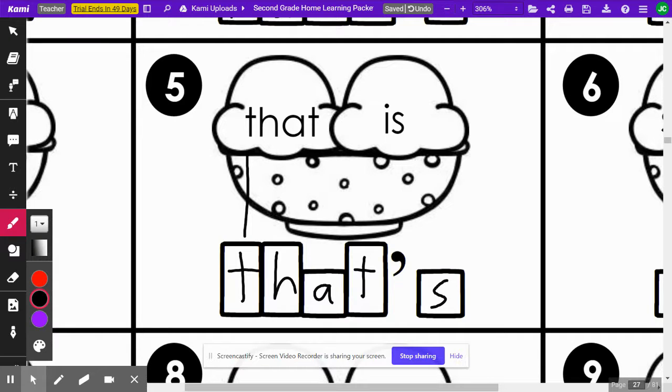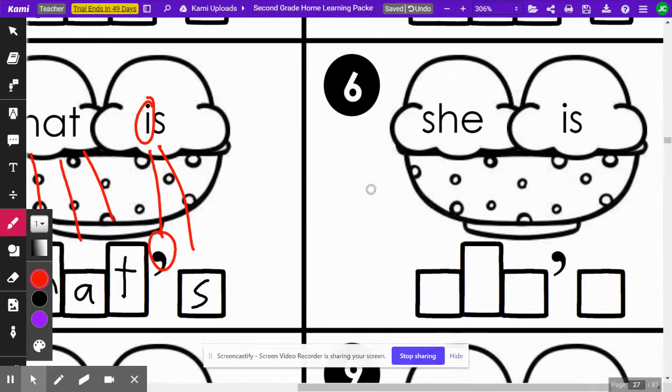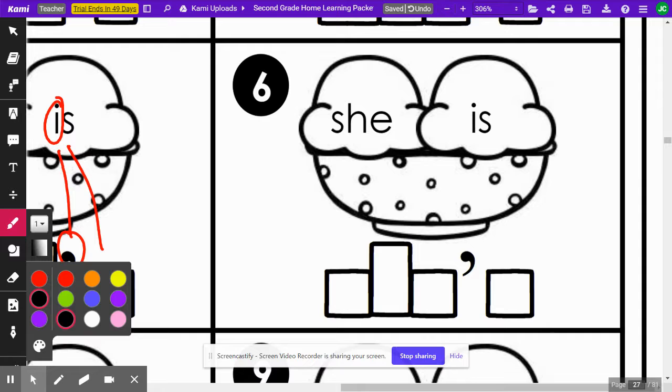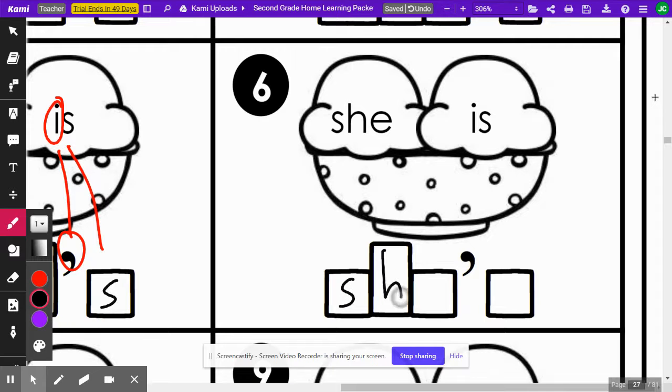T comes down. H comes down. A comes down. T comes down. The I becomes an apostrophe. And the S comes down too. Number 6. She is. She's.